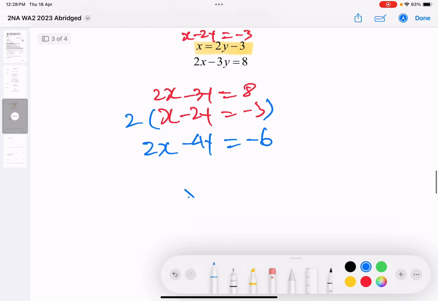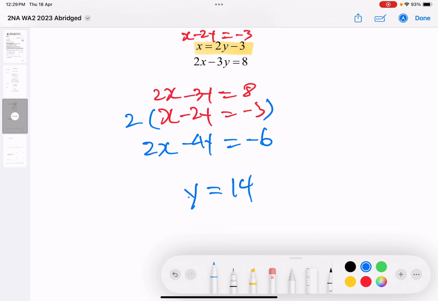Right? So you're going to get 1y. Okay? So you're going to get 1y is equal to what is 8 minus minus 6? 14. That's it. You get one answer already. y is equal to 14. Okay? You already got one of the answers.